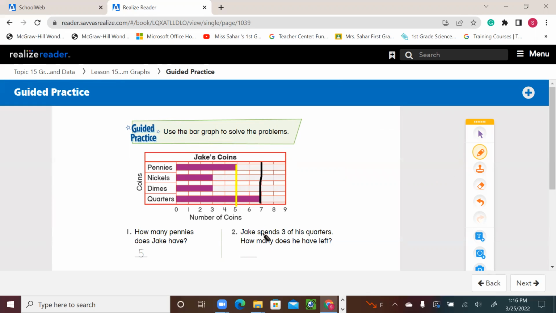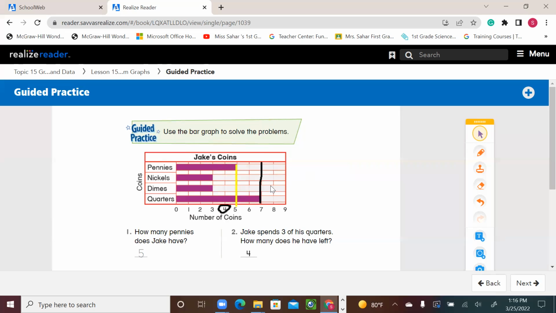All right. He spent 3. So now he has, very good, 4. I'm going to write my answer here: 4. So now Jake is left with 4 quarters. He had 7 first, but he spent 3. So now he has 4 out of the 7 total that he had first or saved.